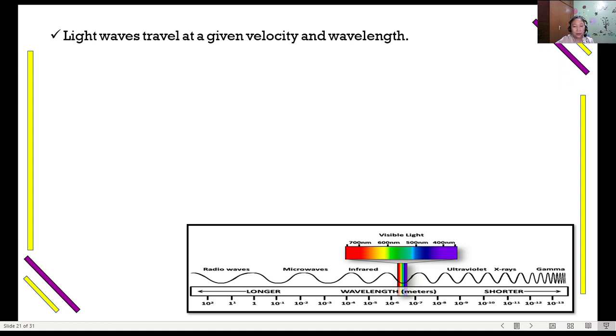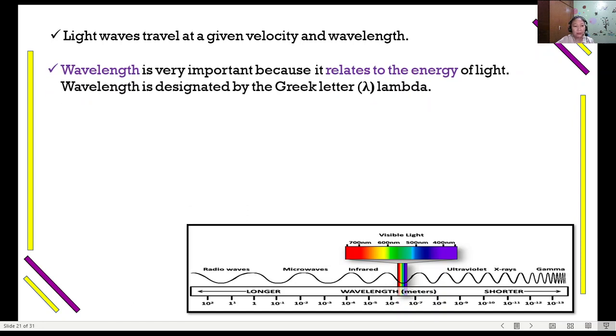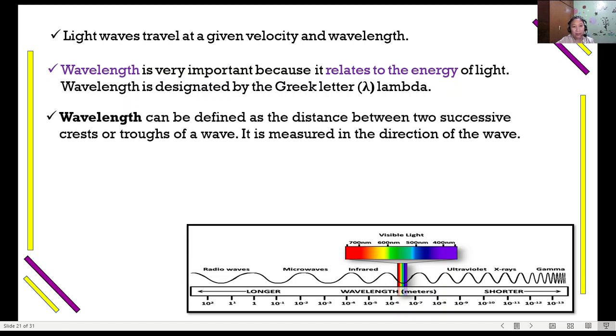Ayan. So, going back, light waves travel at a given velocity and wavelength. Ano ba yung wavelength? Wavelength is very important because it relates to the energy of light. Wavelength is designated by the Greek letter lambda. Ayan, nakikita nyo, para siyang pabaliktad na Y. Wavelength can be defined as the distance between two successive crests or troughs of a wave. It is measured in the direction of the wave.